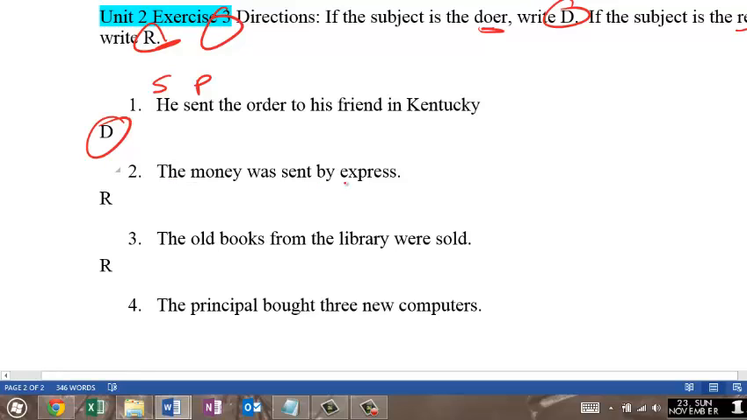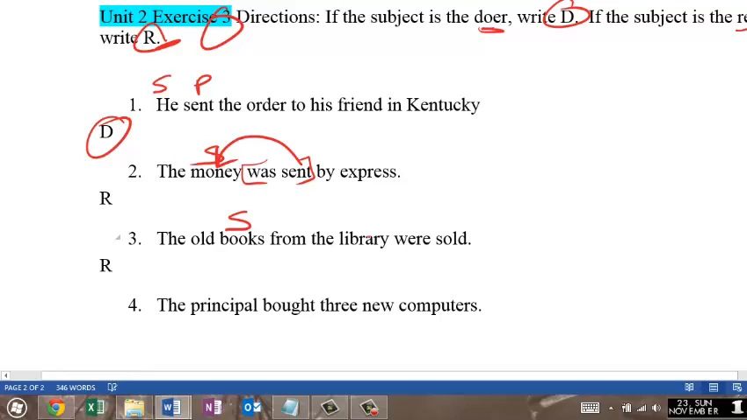The money was sent by express. Money is the subject. Was sent is the predicate. Money can't do anything, and especially in this case, money isn't doing anything. Something was being done to the money. What was being done to the money? It was sent.